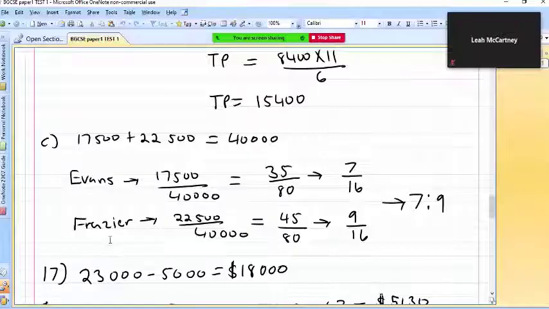Then I calculate Fraser's portion. So he was 22,500 over 40,000. Again, I used the same methodology, dividing by 500 on both the numerator and denominator. So 500 into 22,500 gives me 45, and 500 into 40,000 gives me 80. And then the exact same thing, 45 divided by 5 is 9, and of course we know 80 divided by 5 is 16. So 9/16. Therefore, the ratio is going to be 7 to 9. All right, for that problem.